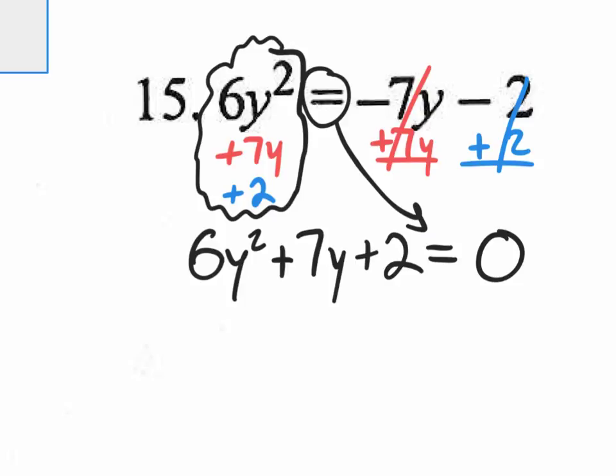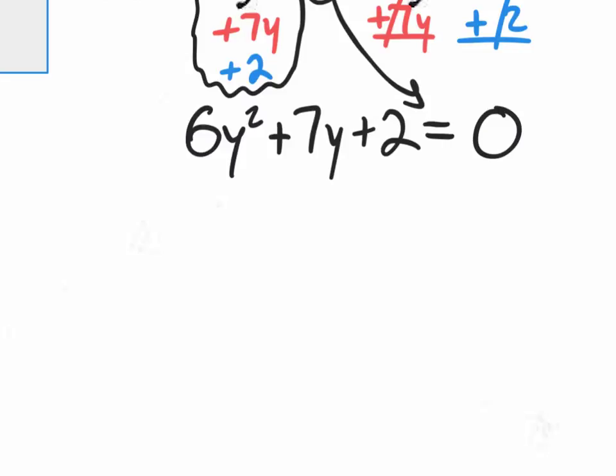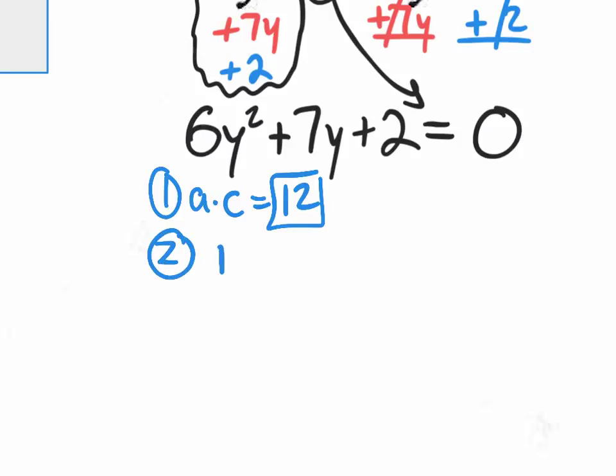And now we can't pull out a GCF, so we're going to have to use the longer process. Step 1, A times C is 12. Step 2, think of the multiples of 12. 1 times 12, 2 times 6, 3 times 4. Which pair of numbers combines together to give us 7? That would be 3 and 4.